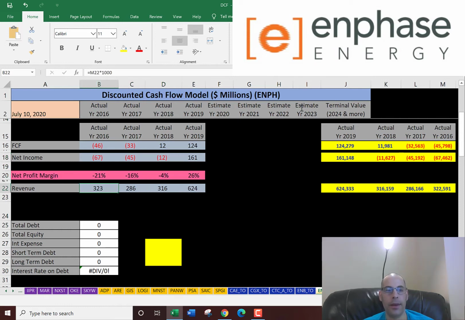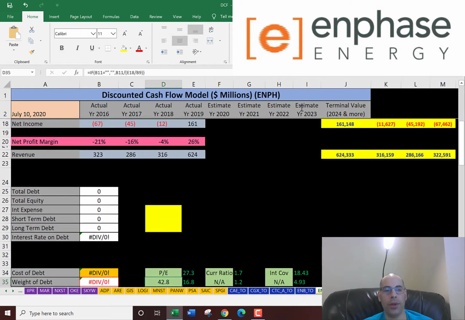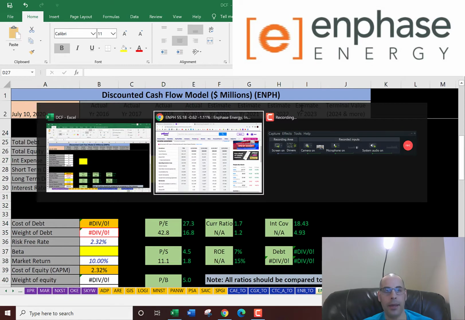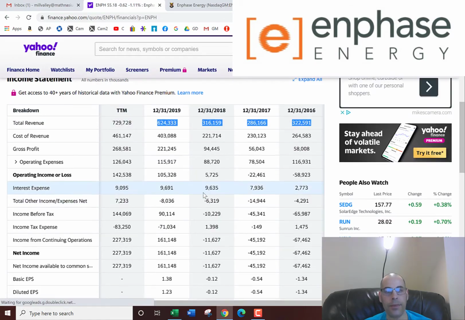But you can see their revenue is at its highest point in 2019, so that's a good sign. And they generated $161 million of income. So it appears once they pass the $300 million revenue mark, it becomes a profitable company. Hopefully that continues in the future. Let's look at the capital structure of the company because we need to figure out the discount rate we need to apply to the future cash flows.